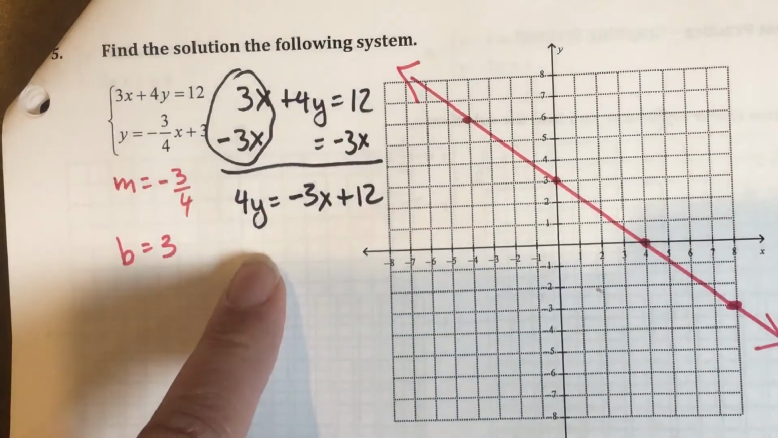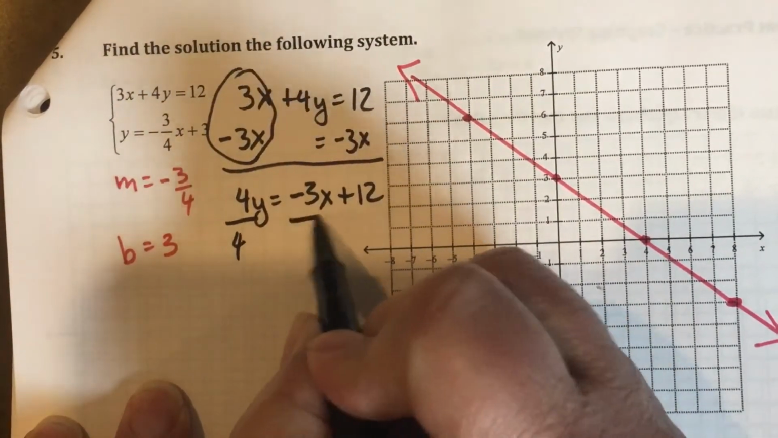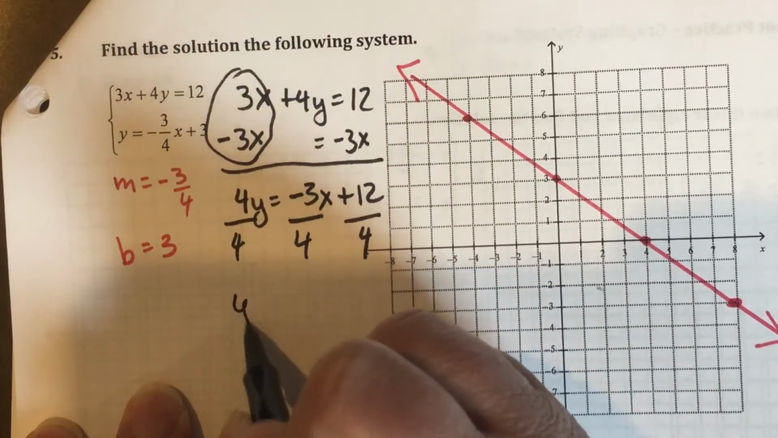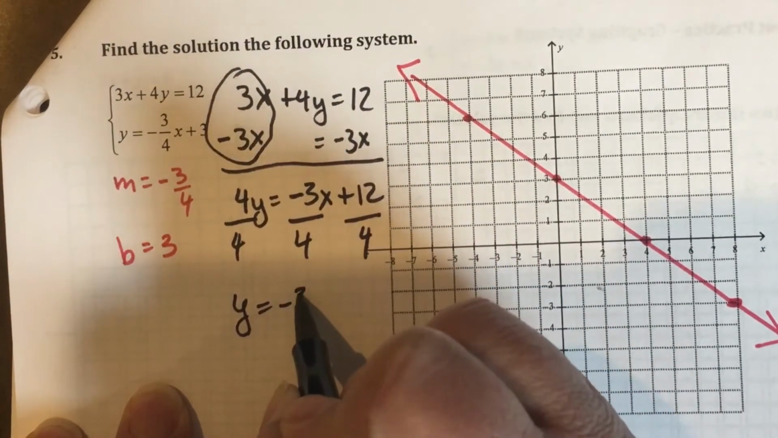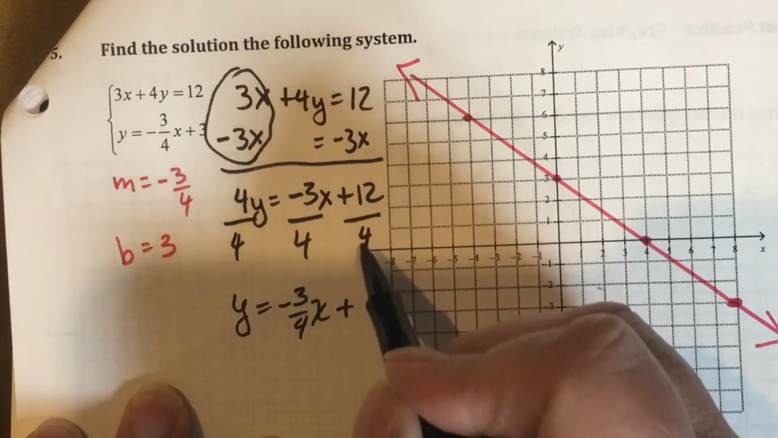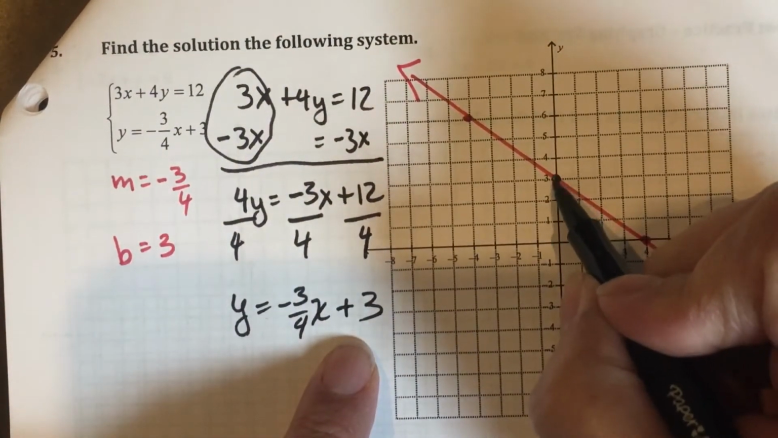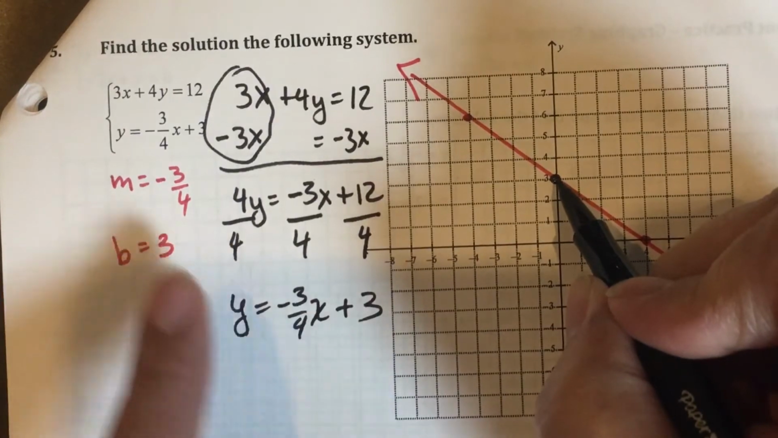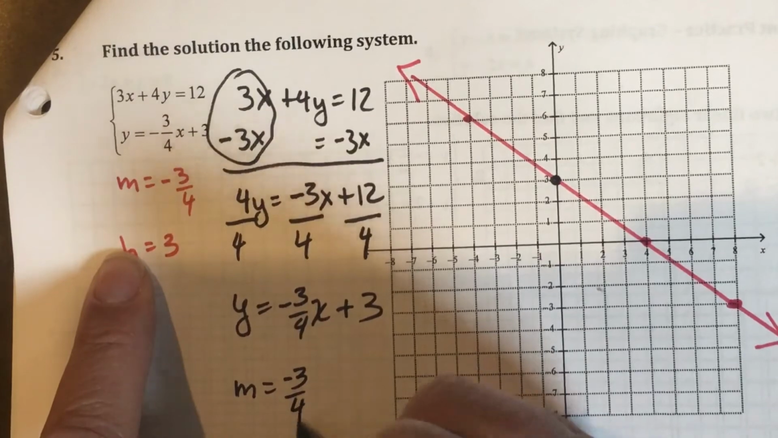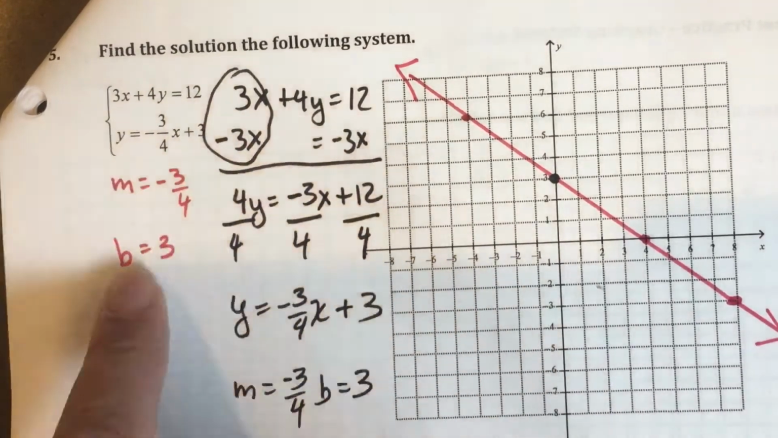Now I have to take that 4 away from there. Divide by 4, divide by 4, divide by 4, and I get y equals negative 3/4 x plus 12 divided by 4, 3. So I'm going to start at this point 3. Oh, wait a second. I have the same slope, m equals negative 3/4, and I have the same y-intercept, b equals 3. You know what that means?